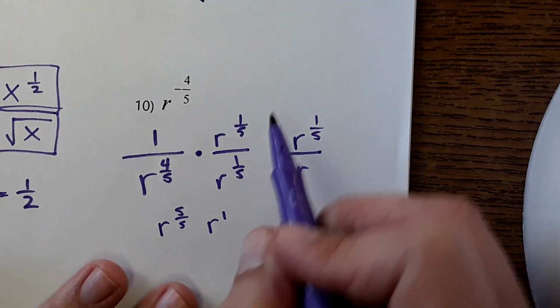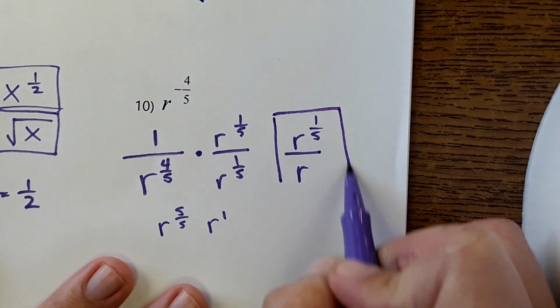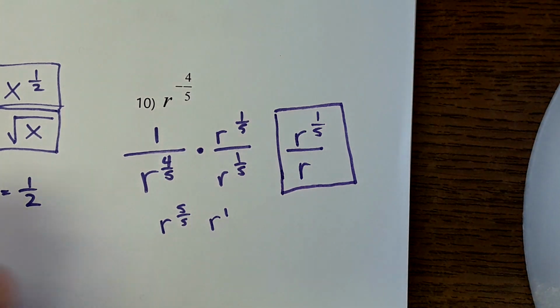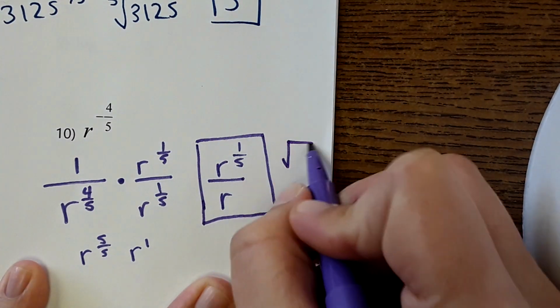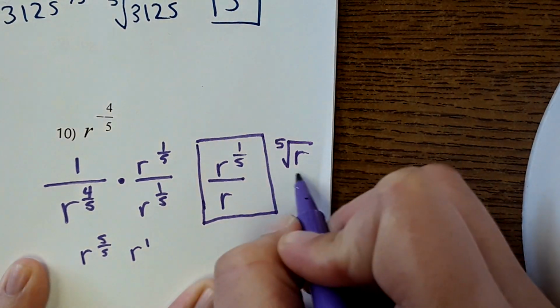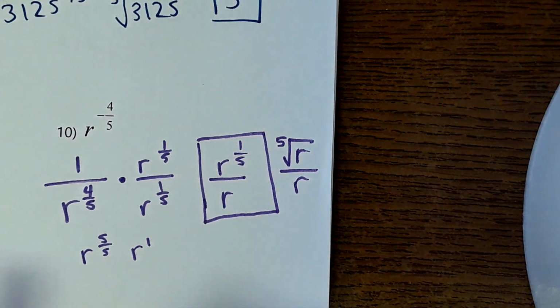You could turn it into a radical if you wanted to, but this is what the answer key had. You could also write it as 5th root of r over r.